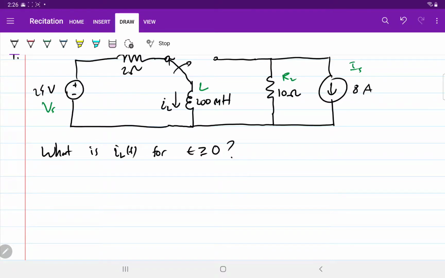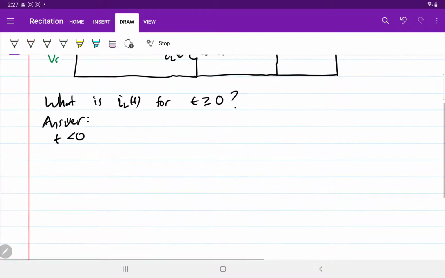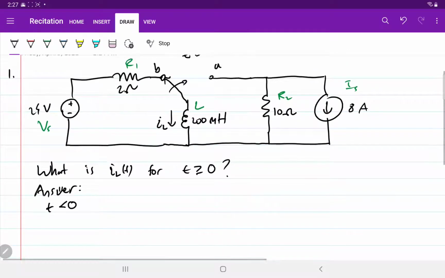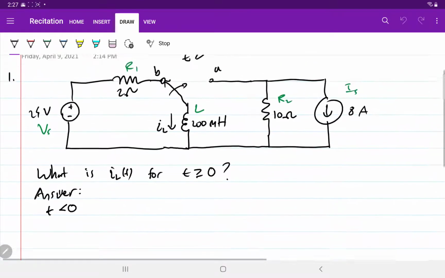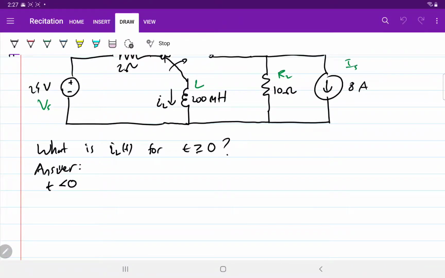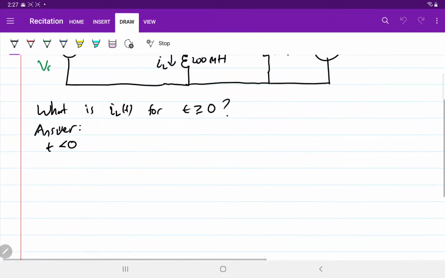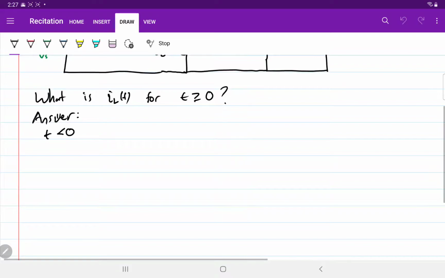Okay, so let's find the answer. So first, when t is less than 0, what do we have? When t is less than 0, then we have this circuit right here, right? We have had this circuit for quite a long time. So in that case, the inductor will behave like just a wire or a cable, right? Because it has settled for quite some time.